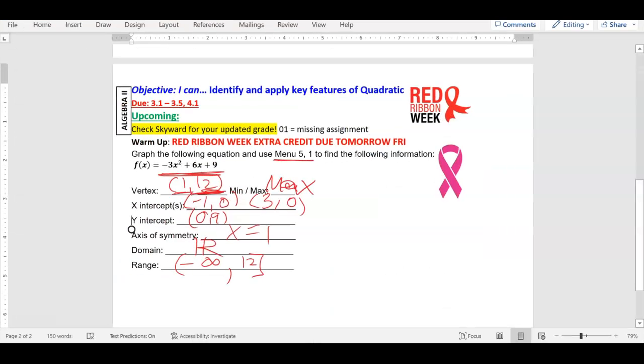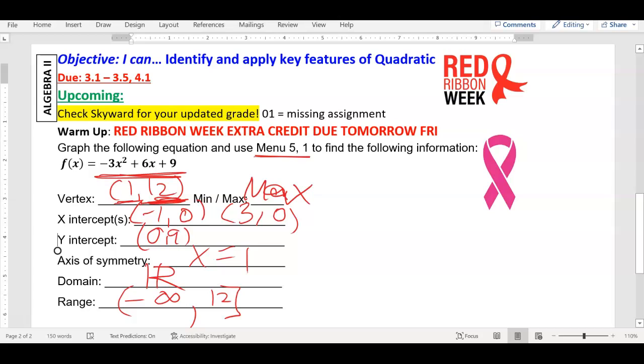Okay, that is not unlike what we did yesterday on the quiz and the warm-up. This is stuff you can do if you have an equation. You can put it in the calculator, menu 5.1, get these values. If you have a graph, you can get this stuff off the graph.